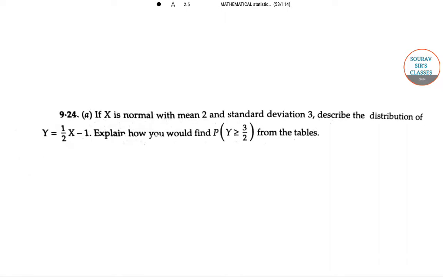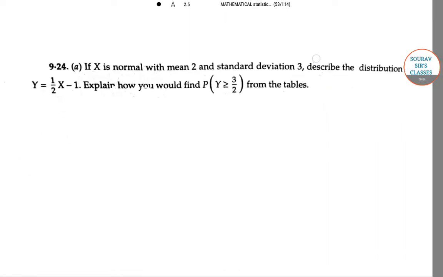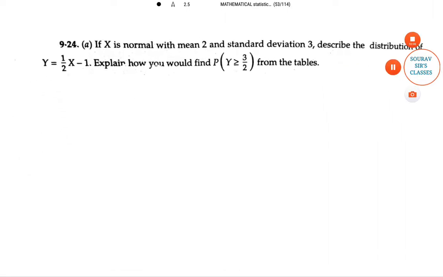So in today's video, we'll be solving a question. The question goes like this. If x is a normal with mean 2 and standard deviation 3, describe the distribution of y equals 1 by 2 x minus 1 and explain how you find the probability y is greater than 3 by 2 from the tables.